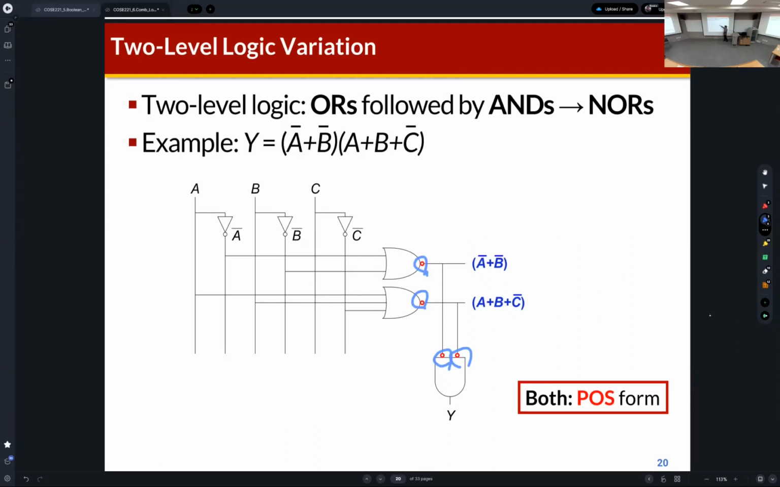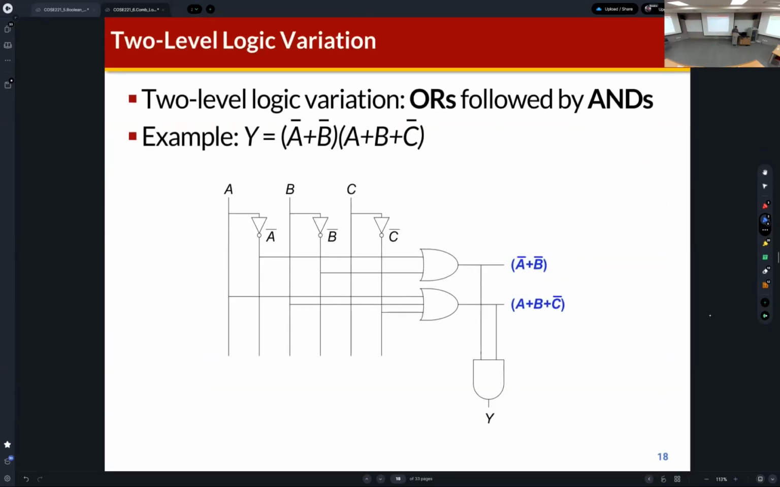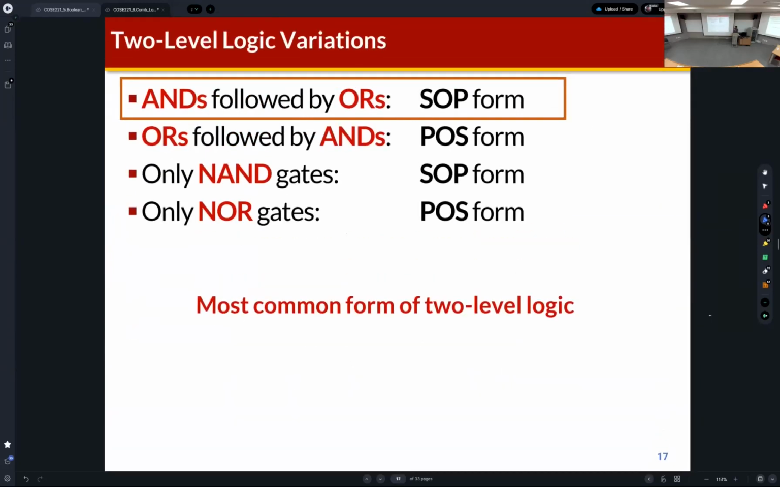So this is the NOR gate, and also by applying the De Morgan theorem, this AND gate can be changed into the NOR gate. Okay, so NOR gate. So by using two stages of NOR gates, we can implement the POS form. Okay. So there are four variations of the two-level logic.